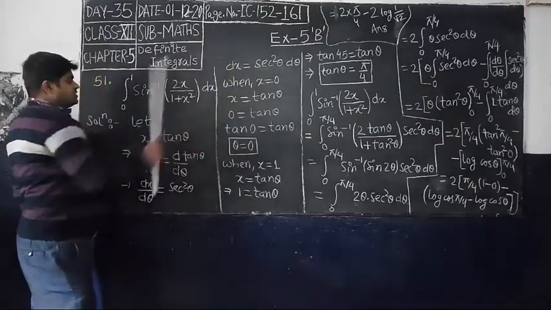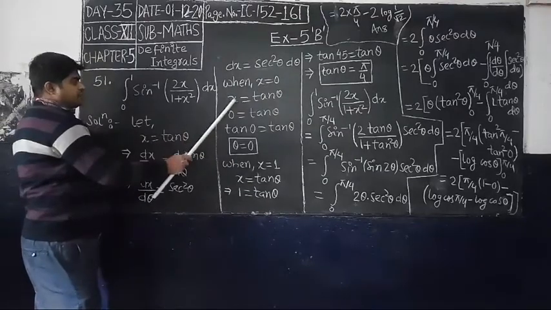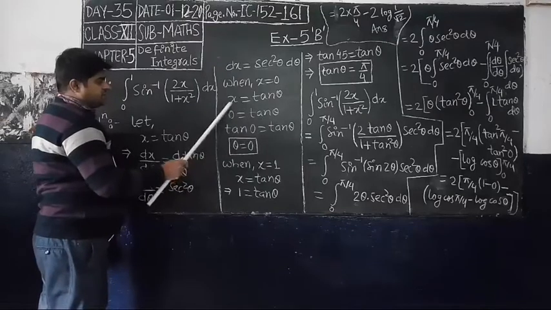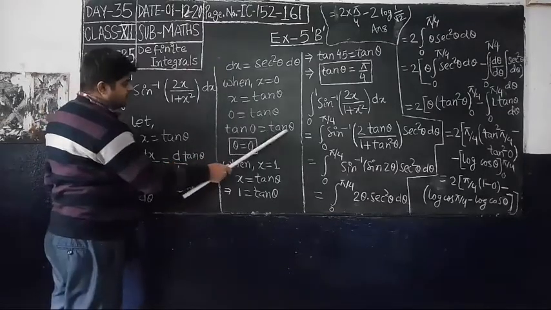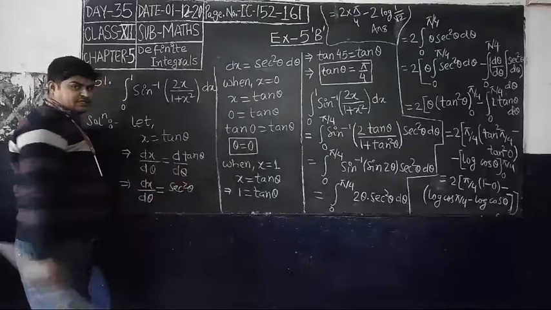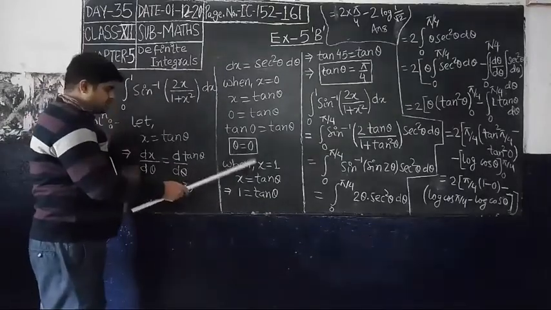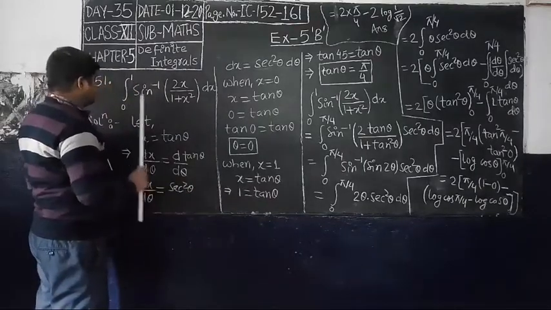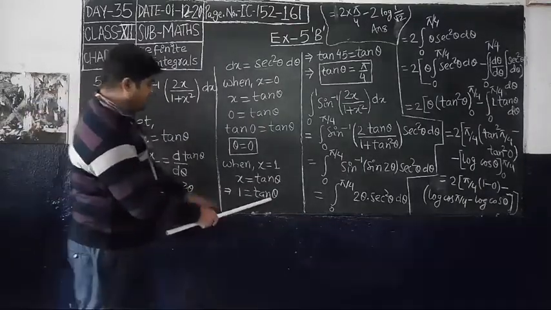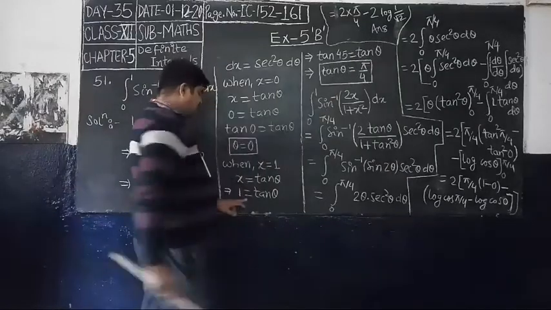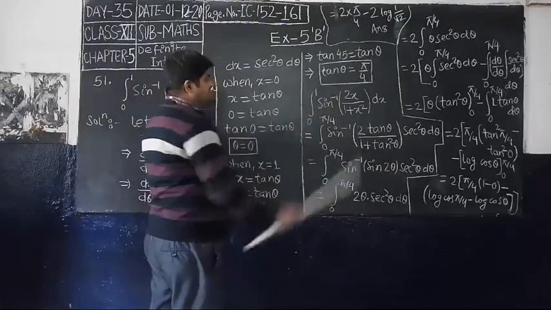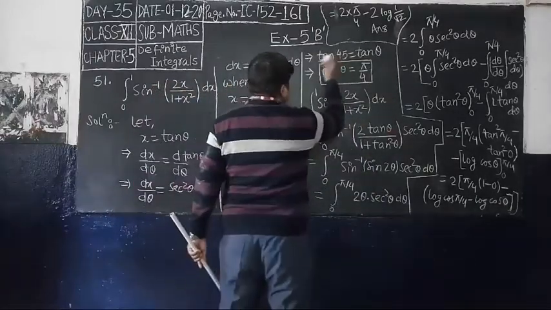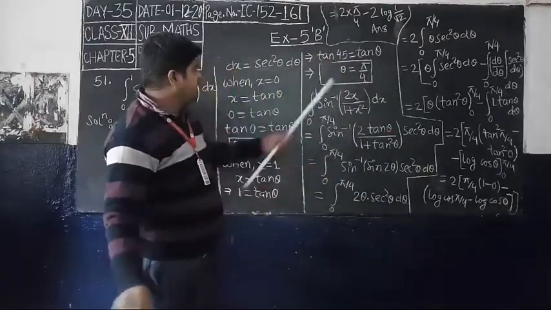Now change the limits. When x is equal to 0, and you know x is equal to tan theta, put the value of x as 0. Tan theta is equal to 0, tan 0 equals tan theta, so theta is equal to 0. This is the new lower limit. Now change the upper limit. When x is equal to 1, 1 is equal to tan theta, and you know tan 45 is equal to 1, so tan theta is equal to 1, theta is equal to pi/4.